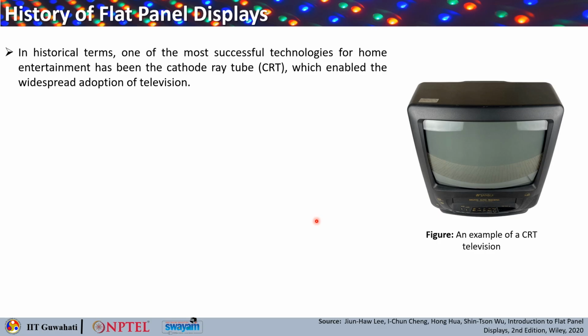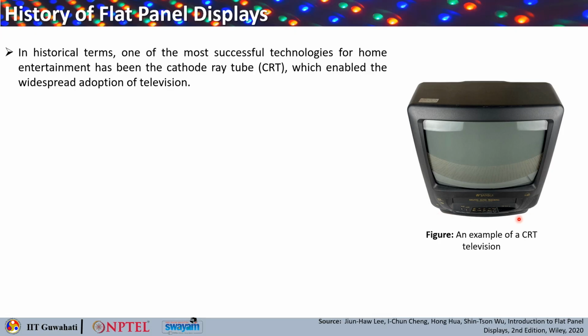So in historical terms, one of the most successful technologies for home entertainment was the CRT, cathode ray tube, which basically enabled the widespread adoption of television. I believe every Indian household might have seen this kind of television for a certain period of time. It exhibits the advantages of being self-emissive, offering a wide viewing angle, fast response, good color saturation, long lifetime, and also a good image quality.